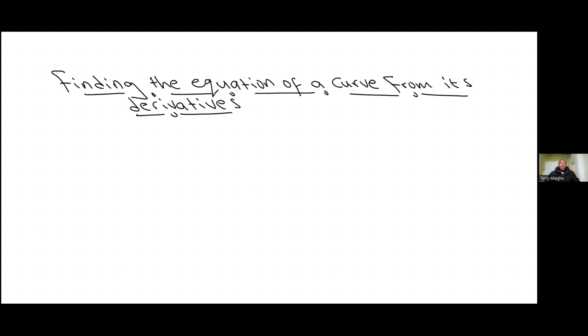So what we are going to do is finding the equation of a curve from its derivative.